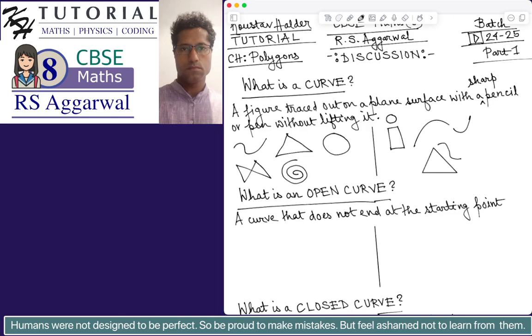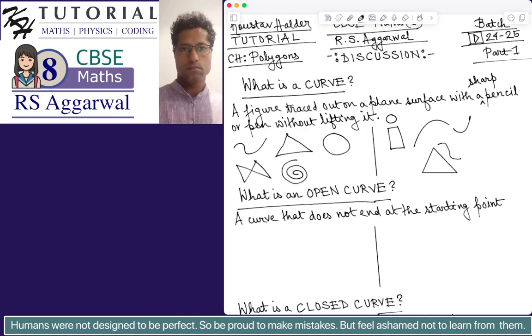A curve is a figure. Now what is a figure? A continuous connection of points, or you can say lines. Not line, but continuous connection of points. Now the line could be straight or it could be curved. I can possibly say a continuous line which could be curvy or it could be straight. So that is a curve. That is a figure you draw without lifting the pen.